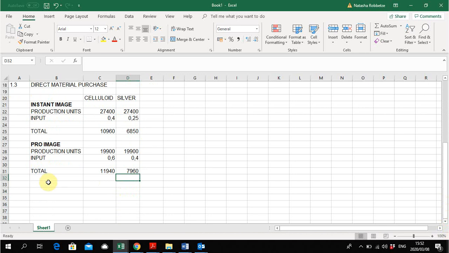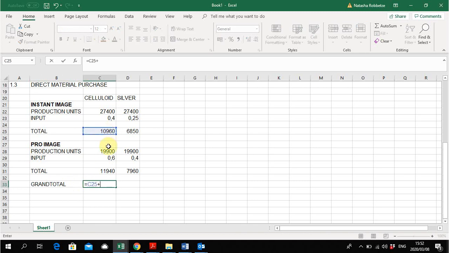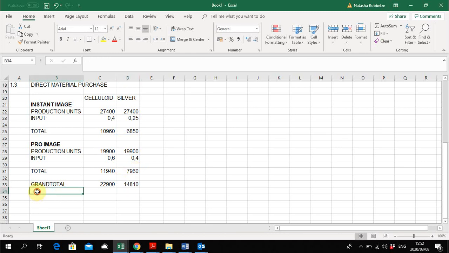Now I will get to a grand total by adding the two totals together, so that I can see how many kilograms of each type of product I will need. And then I will have to take into account my opening and closing stock. Opening stock will again be subtracted, closing stock is added back. The opening stock information was also given to you.